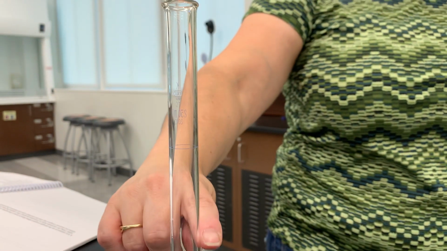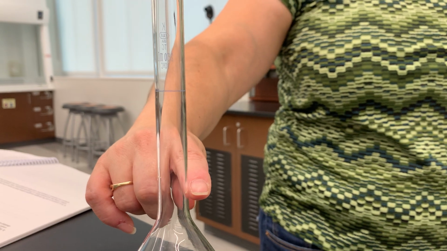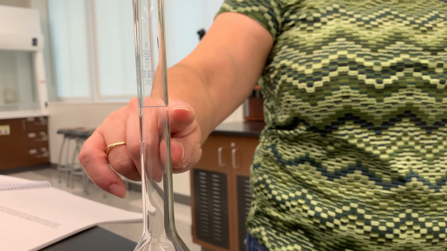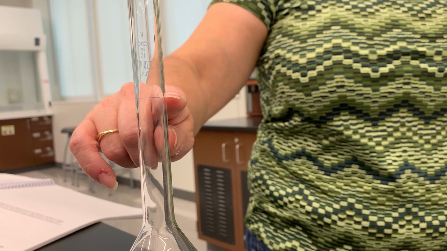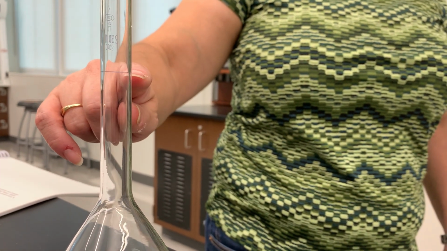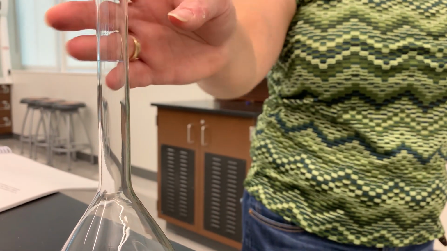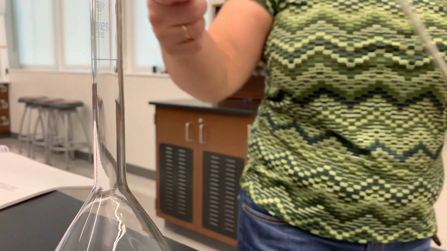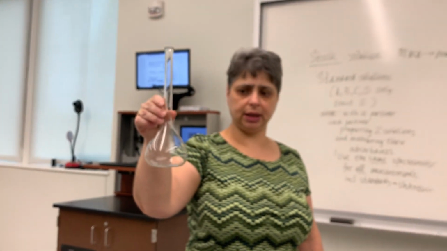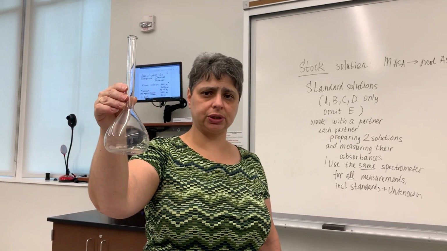Fill it quickly to about here, and then use a pipette or wash bottle or eyedropper to carefully, slowly add water so that the meniscus is right at the bottom of this mark. You will then cover the flask with a little bit of parafilm, stretch it over the mouth to create a cover, and invert the flask at least 10 times to mix the contents. This is going to be a stock solution.